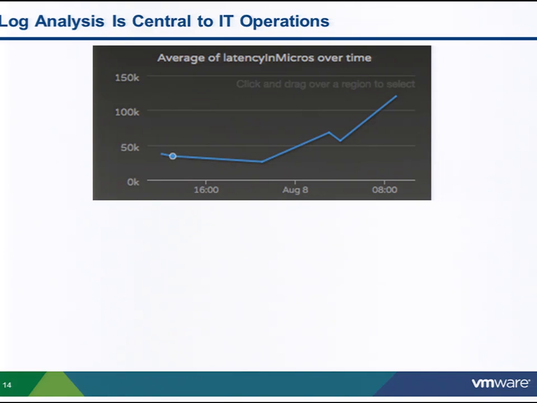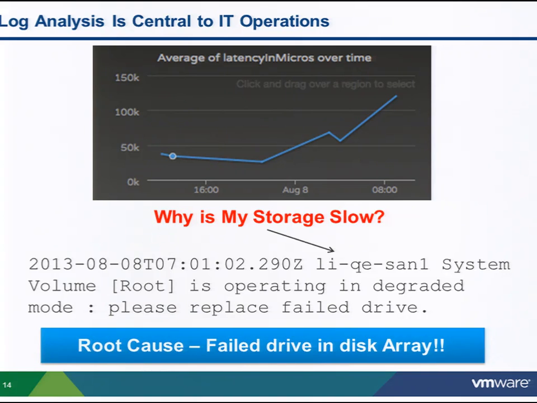Like this is a chart that I was looking at of one of my storage arrays, and my latency was going incredibly high. The question is, why is that happening? Log analytics is really the key and, often, the only way that you know why something is happening. Why did this cascading failure kick off? What were the steps along the way that caused it to happen? And so in this case, why is my storage slow?